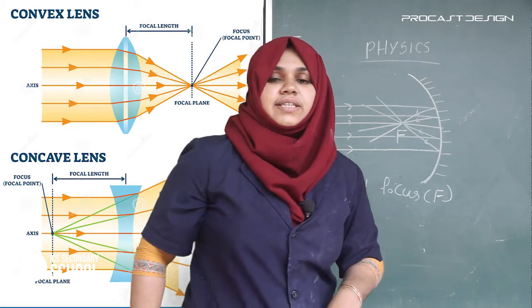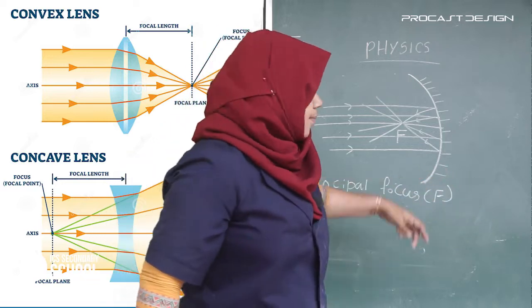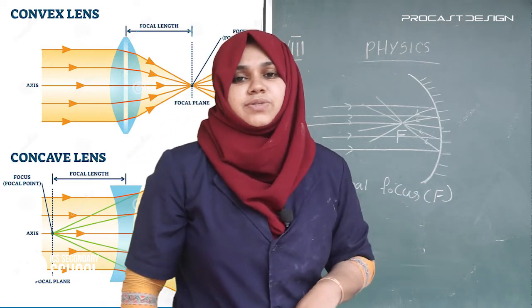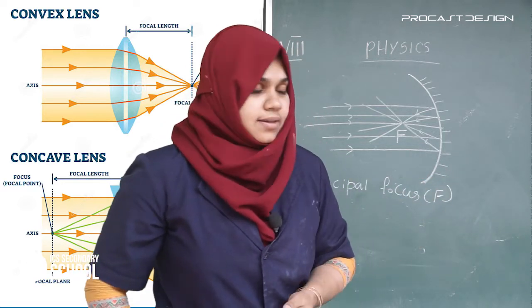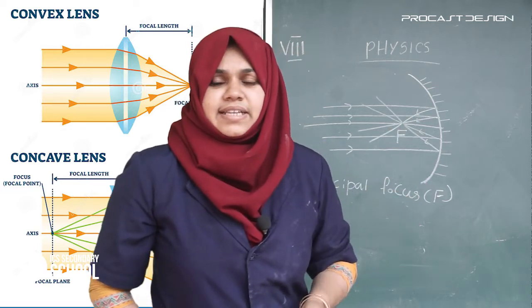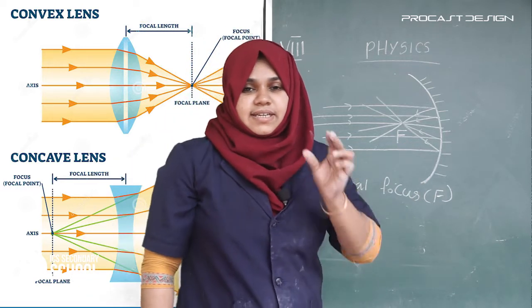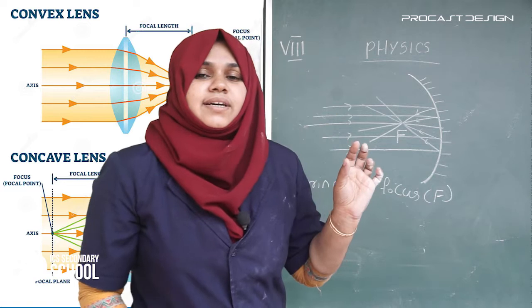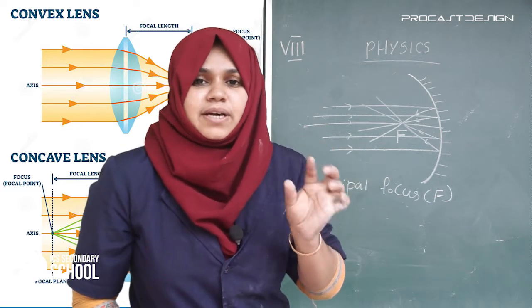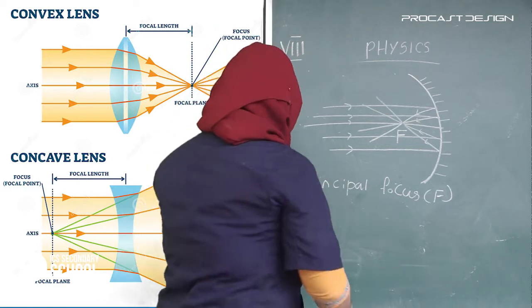Next, how will this principal focus be found? This is the concave mirror. Then what about the convex mirror? Do you get the point? Earlier we learned that there is a fixed point, but here we don't get it. In a convex mirror, we don't get a fixed point clearly. Yes, let's see how we'll get it.